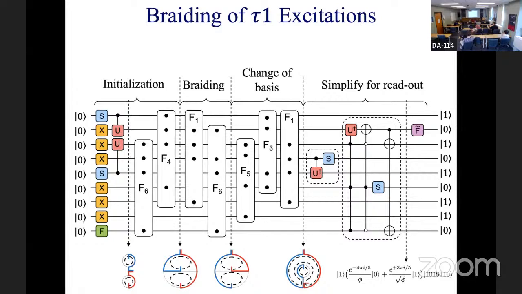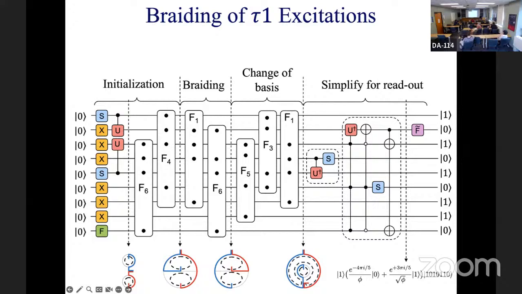This is actually a bit more complicated, but again, it involves a bunch of single qubit gates and 2 control gates for initialization, a bunch of F moves for change of basis and braiding, and again another change of basis. Then this state is a bit complicated to read, so we just add additional simplification gates to end up with the state in which we send all the information about fusion channels and braiding phases into a single qubit, in this case the second qubit.